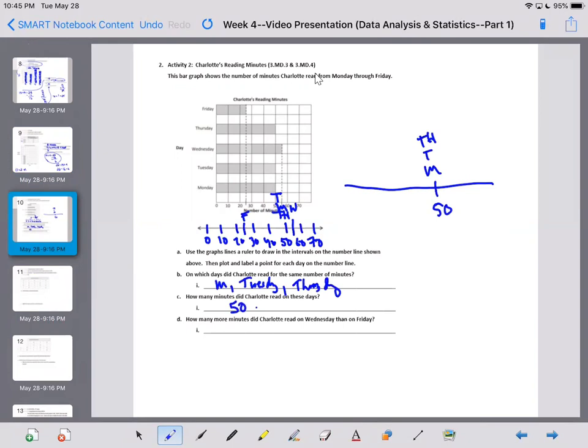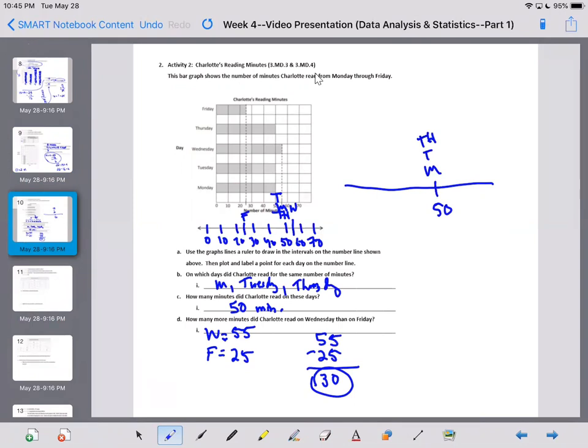How many more minutes did Charlotte read on Wednesday than on Friday? Well, Wednesday was 55 minutes, and Friday was 25 minutes. So how many more from 25? So we would see that she read 30 more on Wednesday than on Friday. Lots of good questions you can ask from your graphs.